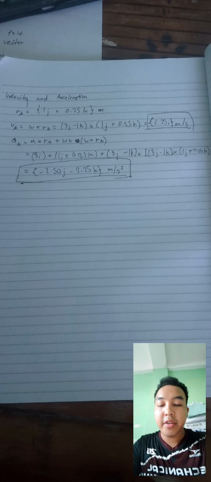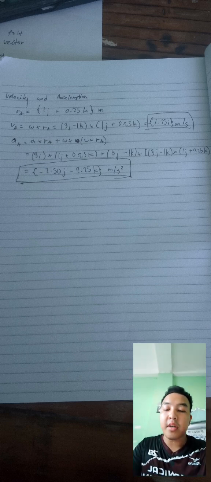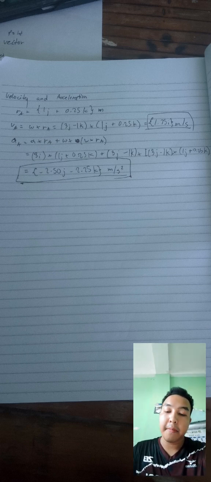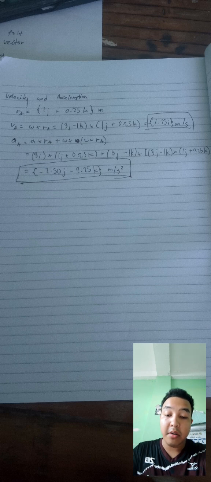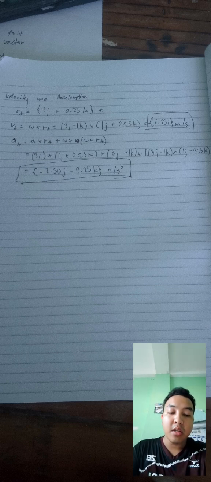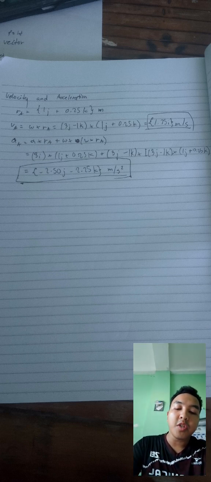So our velocity and acceleration. As we know, our radius for the disk is 0.25 meters, so r_A equals 1j plus 0.25k meters. This is our r_A. So we'll find our velocity v_A equals angular velocity times r_A. Our angular velocity is 3j minus 1k times our r_A, which is 1j plus 0.25k, so our velocity is 1.75i meters per second.